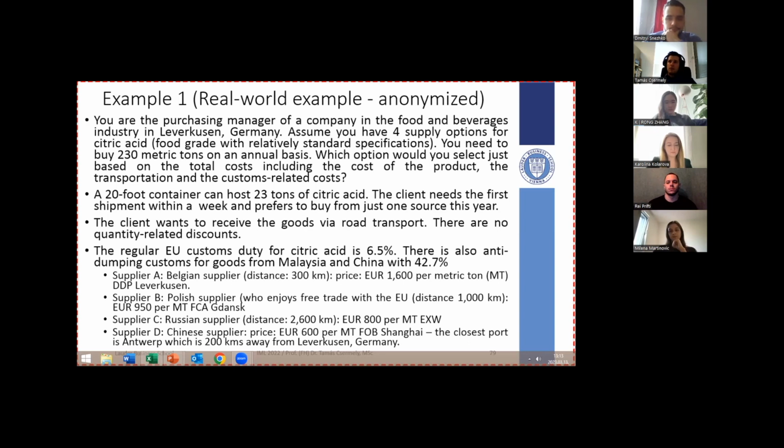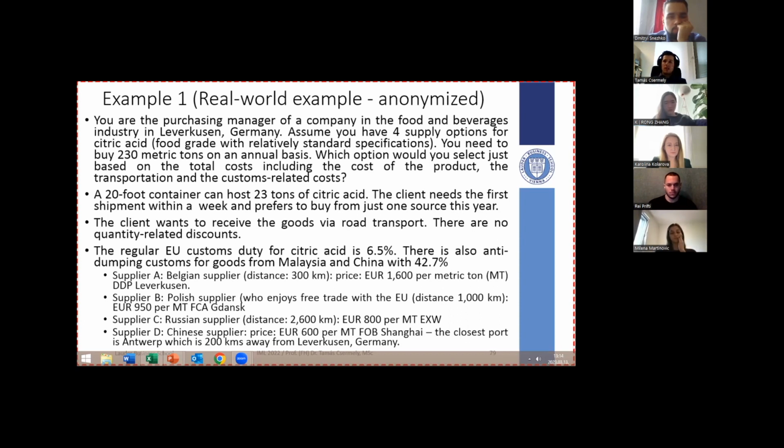Last time we left off in a way that we did not cover example one, so I would like to start today's class session straight away with an exercise. You see the following example, example one. Your job is to be a purchasing manager in the food and beverages industry from Leverkusen, Germany, and assume that you have 4 supply options for the resource citric acid. We need, of course, food grade citric acid, otherwise it would not be so funny to mix industrial grade stuff into our colas.